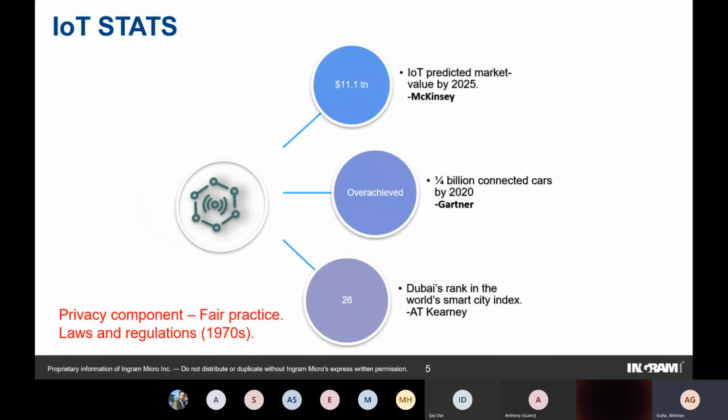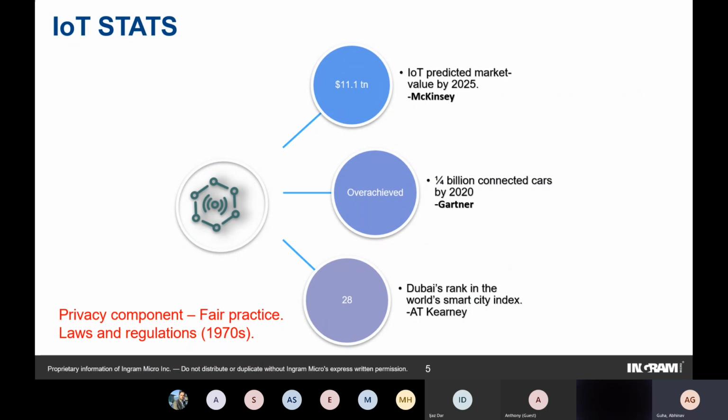So, some IoT stats. It is predicted by McKinsey that it is going to be roughly an $11 trillion industry by 2025. By Gartner, we're already here in 2020. This was, I believe, published a couple of years ago. It would be roughly a quarter of a billion connected cars by this year, by 2020. I believe we've overachieved these stats. There are some ongoing debates on the exact number of connected cars currently, but I believe we have gone over the quarter of a billion mark.